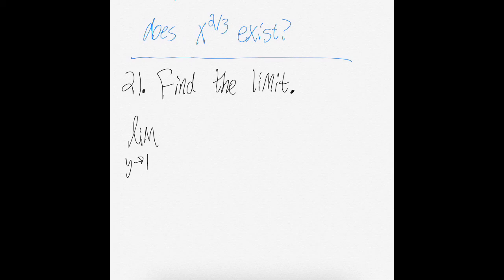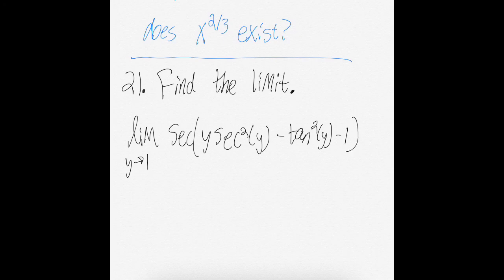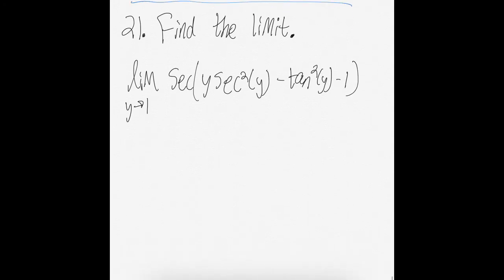Now the limit that we're looking for is the limit as y approaches 1 of secant, and now in parentheses, secant of y times secant squared of y minus tangent squared of y minus 1. Oh my goodness. Good golly, Miss Molly, look at this thing. I've got trig functions, secant squared, tangent squared, inside a bigger trig function, this bigger secant.